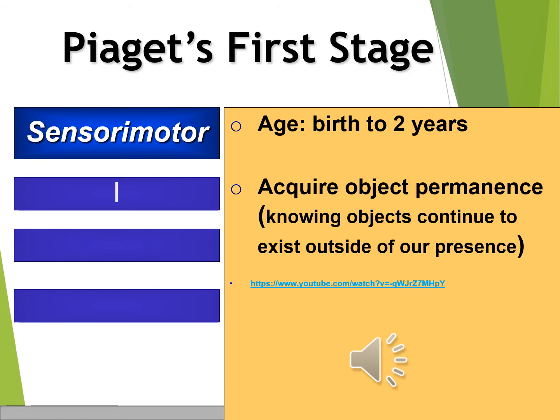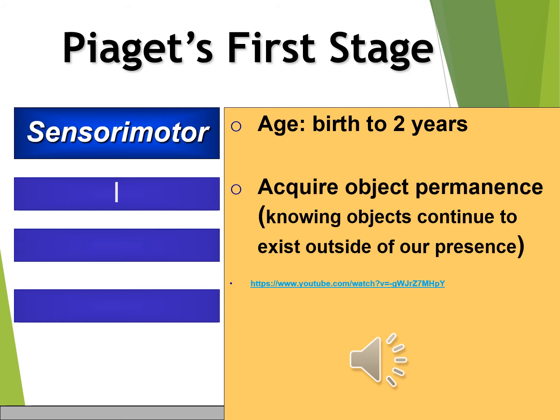Knowing that objects continue to exist even when they're outside of our presence. For example, if you own a car and you cannot see it at this moment, you are still quite certain that it exists. Now you hope it'll be in the same location and in the same condition, but nonetheless, you know it exists. For a child that's pre-object permanence, out of sight is literally out of mind.